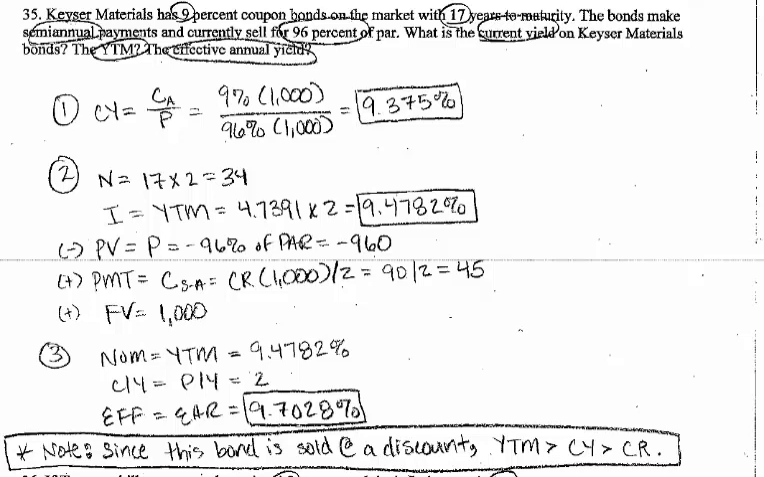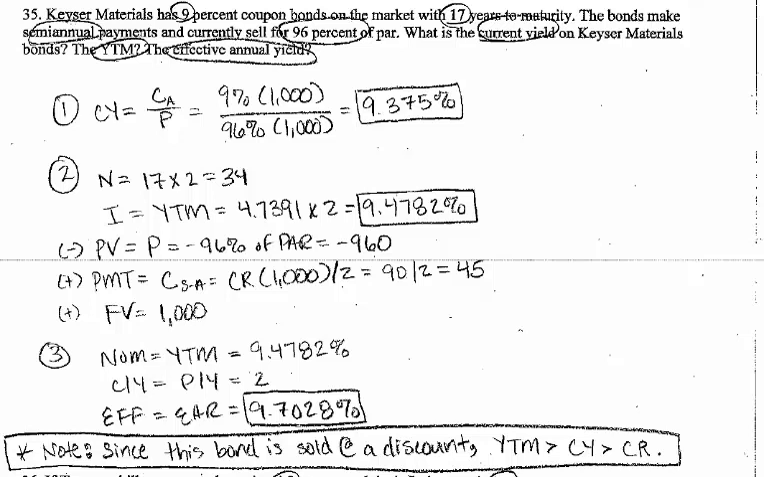So to get the current yield, you just do the annual coupon divided by price. So to find that annual coupon, you take the coupon rate of 9%, multiply it by par, right? And you're going to get $90. And then you're going to do that over the price, which is going to be 96% of par, or 960 bucks, right? So 90 bucks over 960 bucks gives you 9.375%. Bingo.